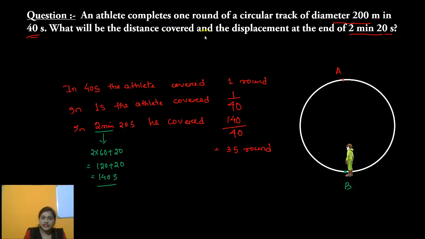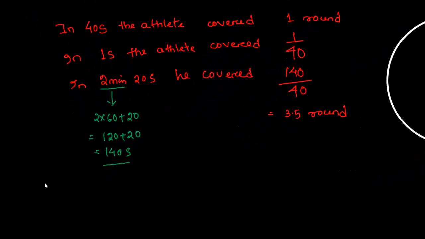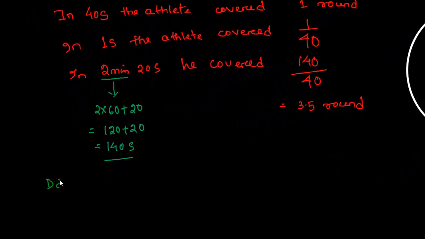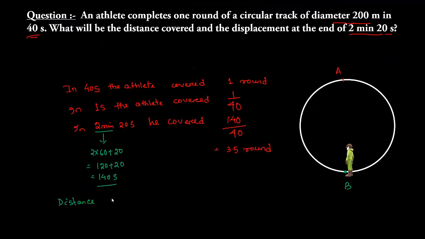So we can find out easily now the distance. Here we can write the distance covered by him in one round. How much distance will we cover in one round? In one round, this is his path. So this is the circumference of the circle. What is the circumference of the circle? This is 2 pi r. So 2 pi r is the distance covered by him in one round. So we have to calculate how much distance he has covered in 3.5 rounds.